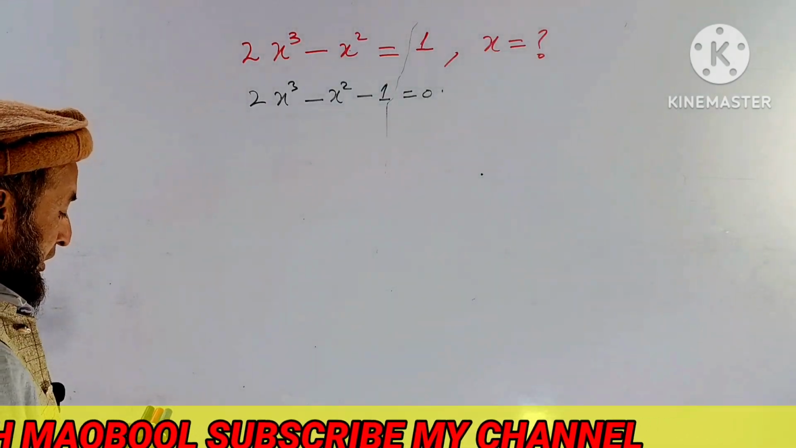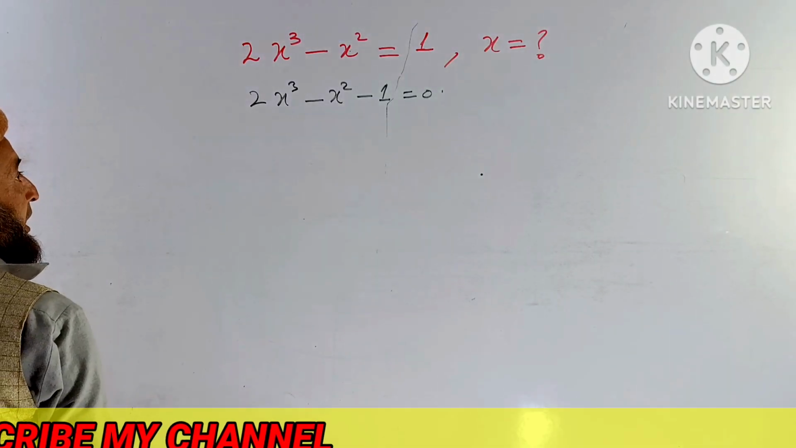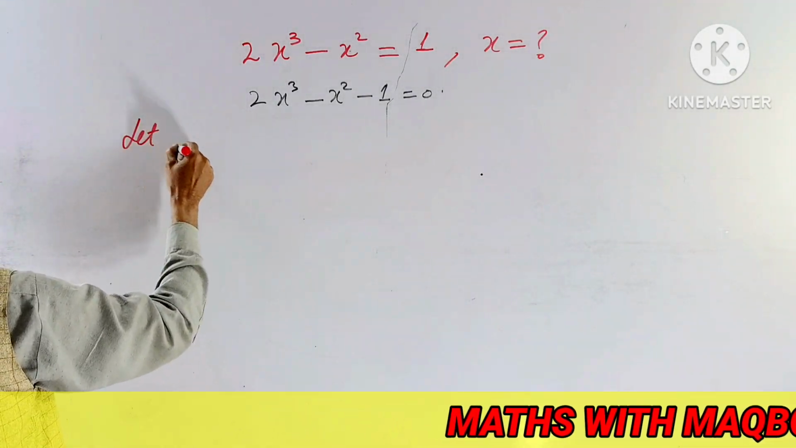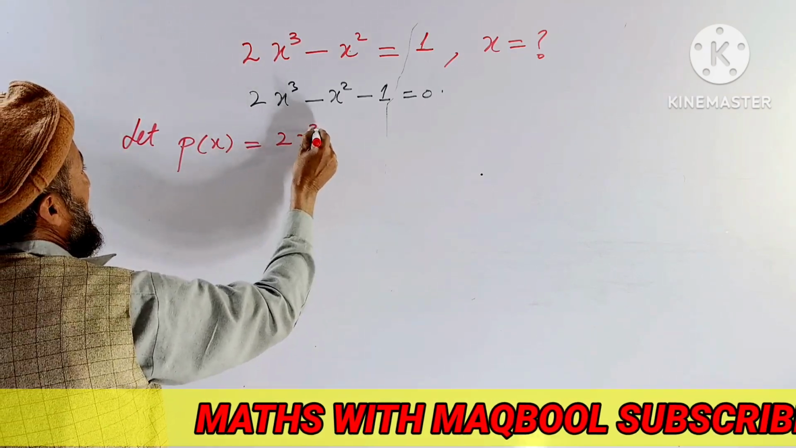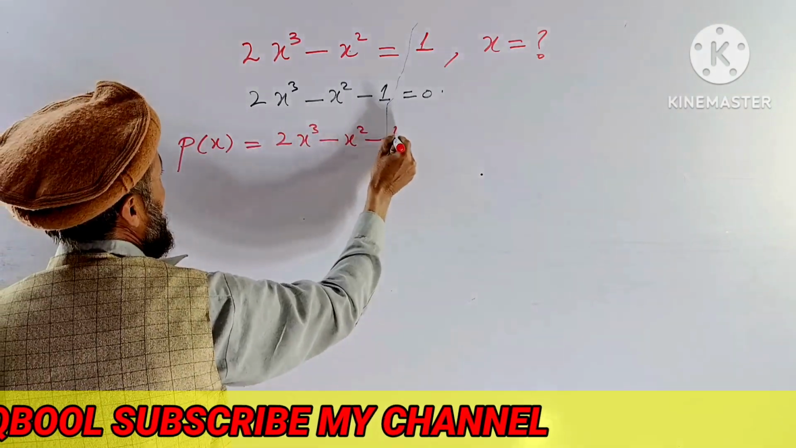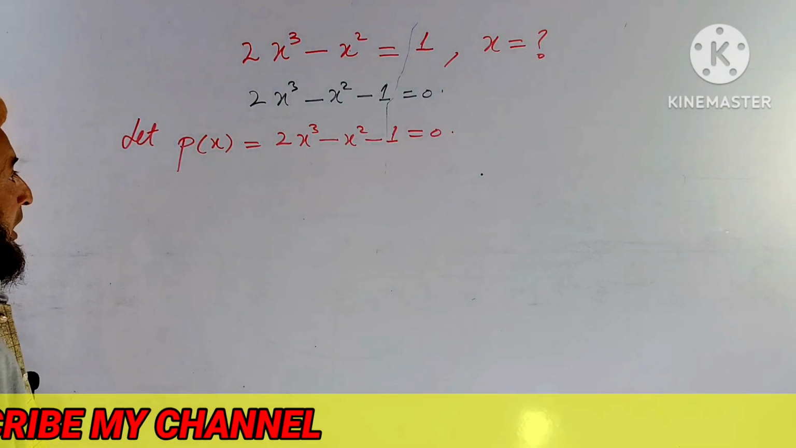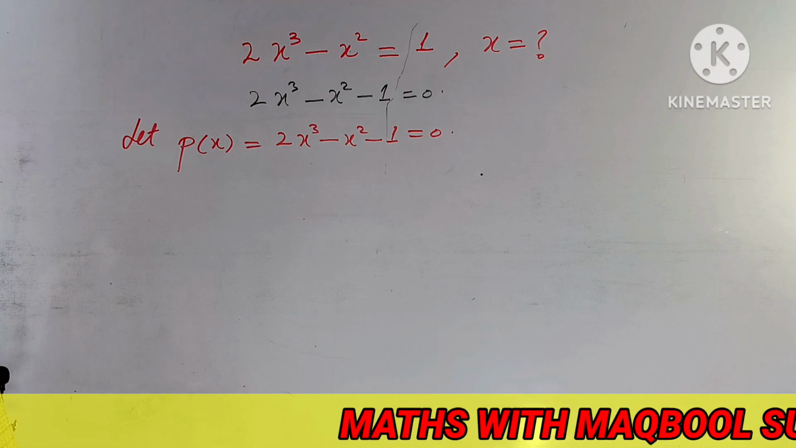Now according to the synthetic division, we give the name polynomial. Let's suppose that p(x) is equal to 2x cube minus x square minus 1 is equal to 0. Now we want to check this result, so one of the factors is required.